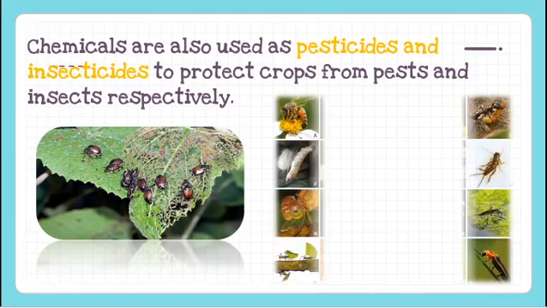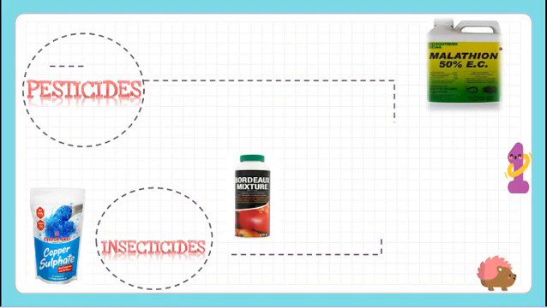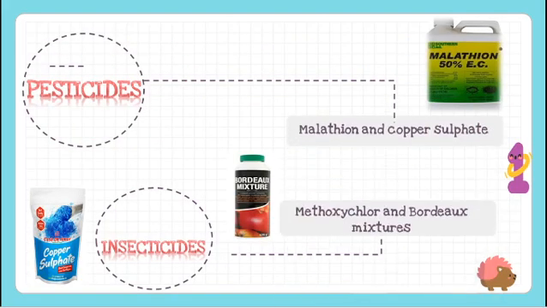So the next one, apart from the fertilizers, chemicals are also used as insecticides and pesticides. These insecticides and pesticides destroy the pests and insects which destroy the plants, so that we can get more yield. The pesticides include malathion and copper sulfate, that is, these are examples for pesticides, and methoxychlor and Bordeaux mixture are examples for insecticides. So these are all used to destroy the pests and insects which destroy the plants.